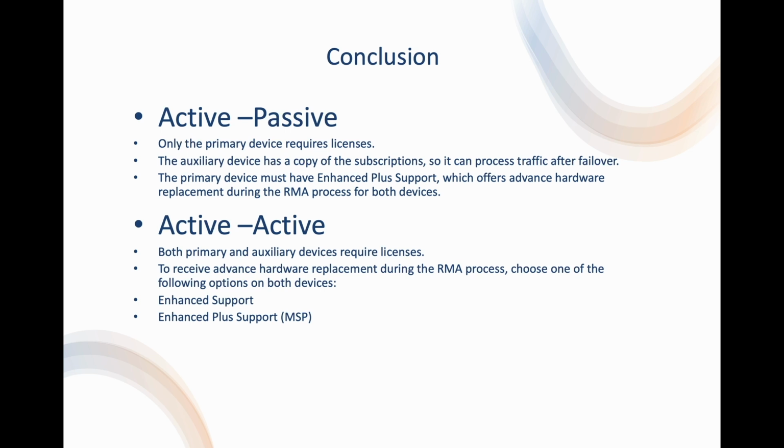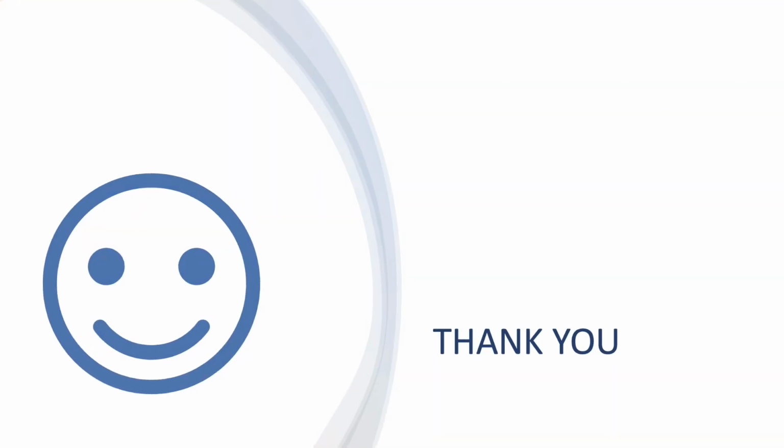When it comes to active-active, both primary and auxiliary devices require licenses. To receive advanced replacement during the RMA process, choose one of the following options on both devices: Enhanced Support or Enhanced Plus support. Normally, when we are selling the product to a client, we can suggest Enhanced Support. MSP users have to opt for Enhanced Plus support for advanced replacement.